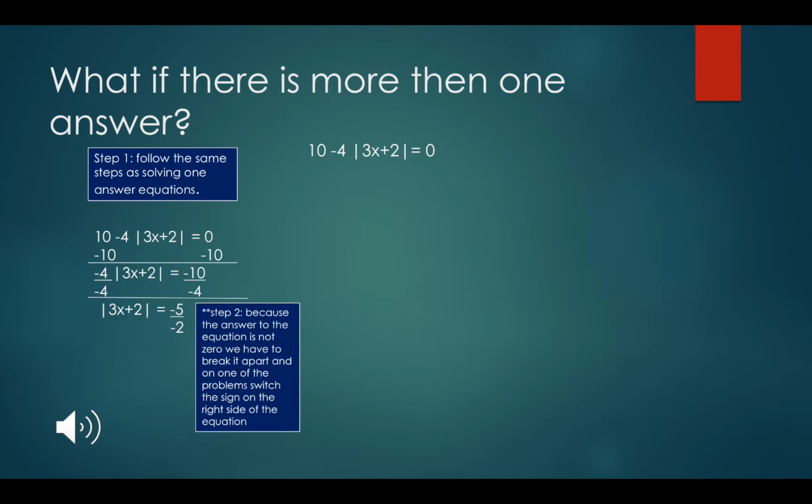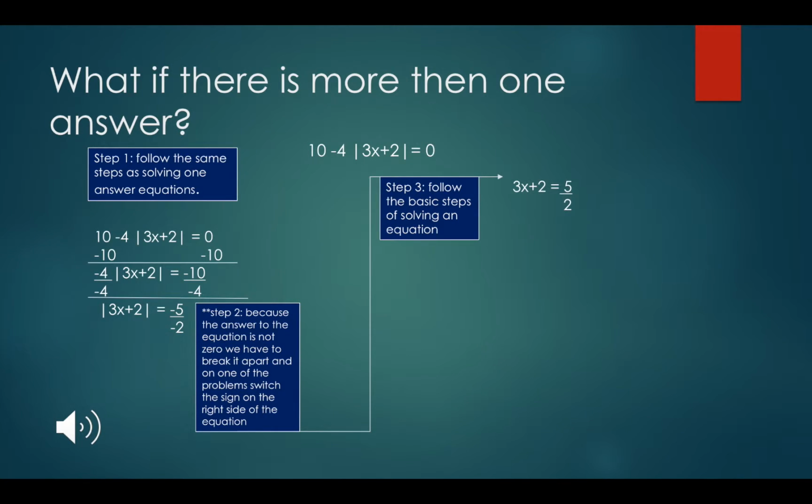Step 2, because the answer to the equation is not 0, we have to break it apart, and on one side of the problem you have to switch the sign on the right side of the equation. Step 3, follow the basic steps of solving an equation. So you get 3x plus 2 equals 5/2. Then you subtract the 2, and you get 3x equals 1/2. You divide by the 3, and you get x equals 1/6.